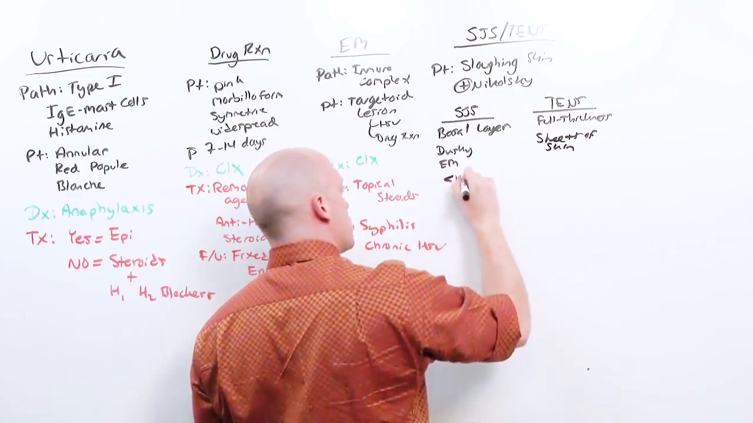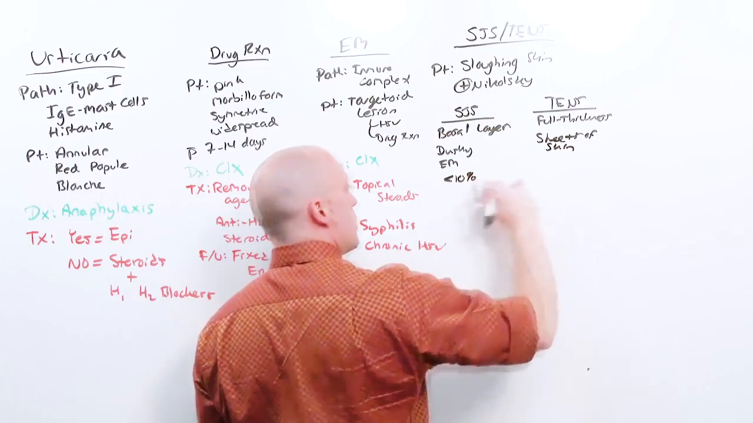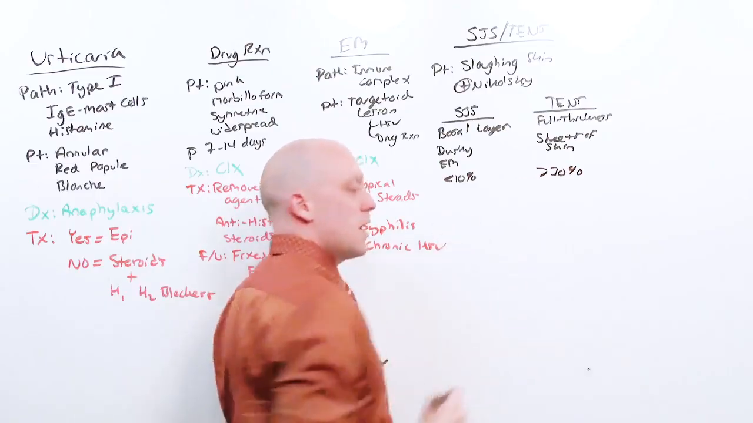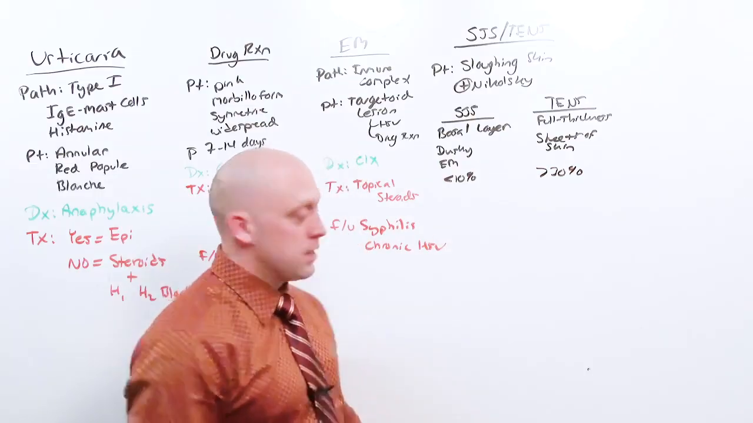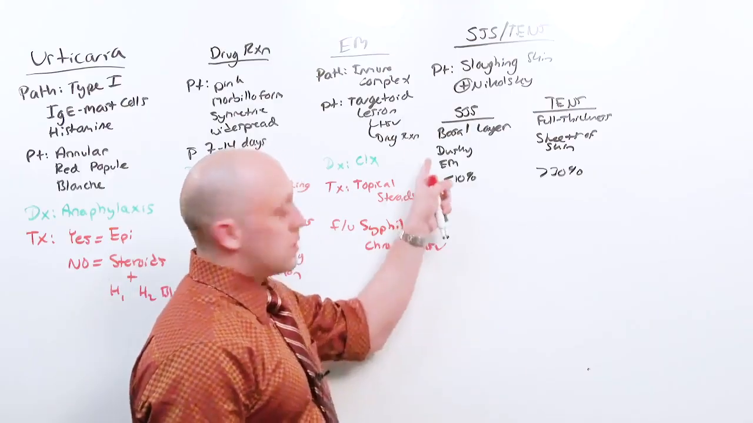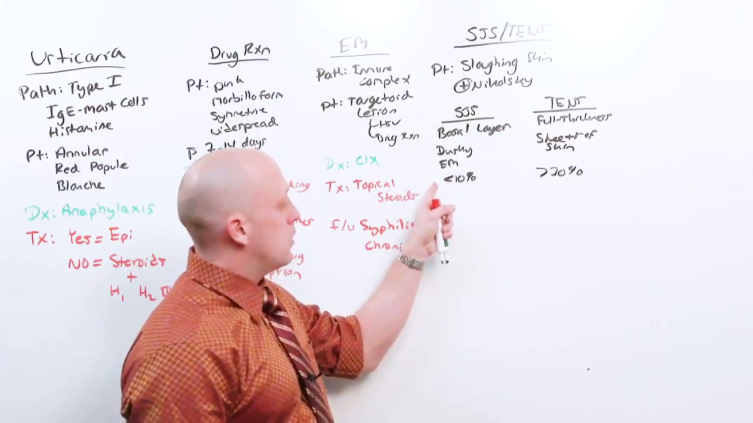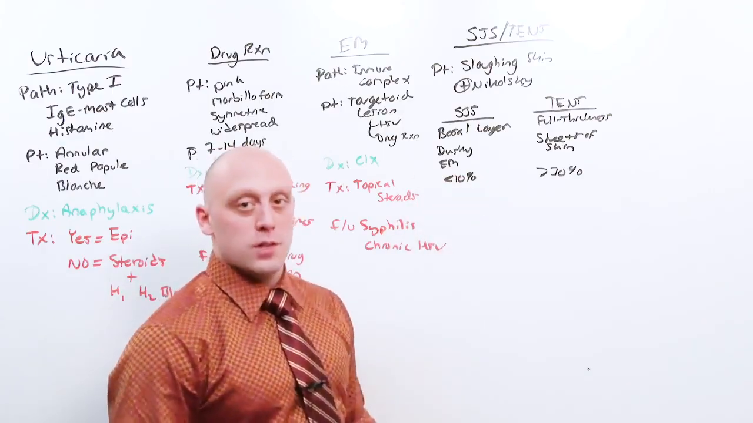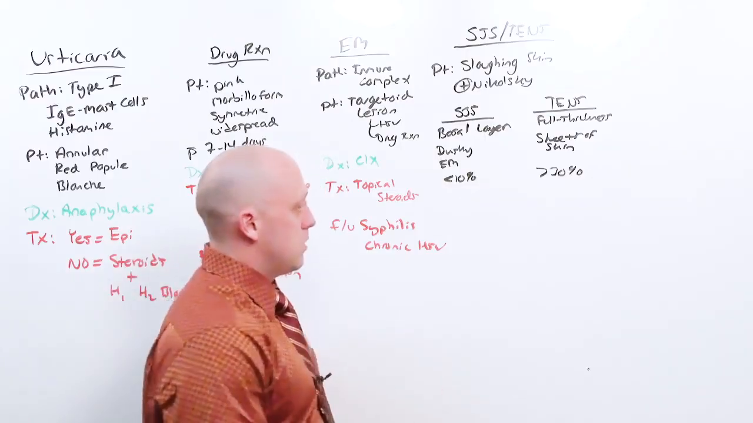SJS is less than 10% of the total body surface area. TEN is greater than 30%. Obviously, there's this overlap of 10 to 30, but you're not going to get asked that. It's going to be either the dusky appearance of erythema multiforme that involves 10% or less, SJS, or full sheets of skin are sloughing off and it's greater than 30% for TEN.